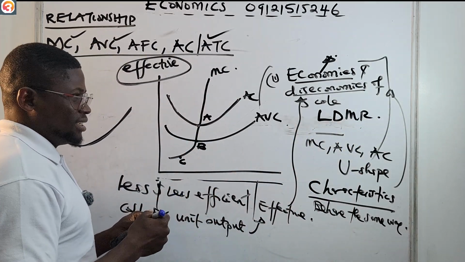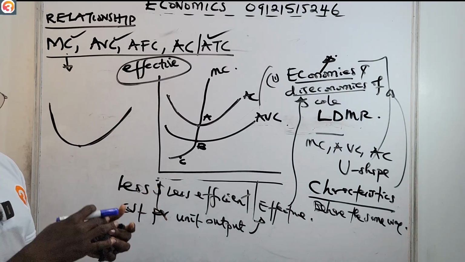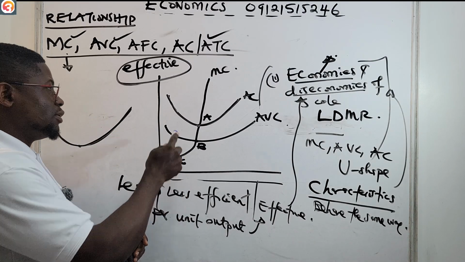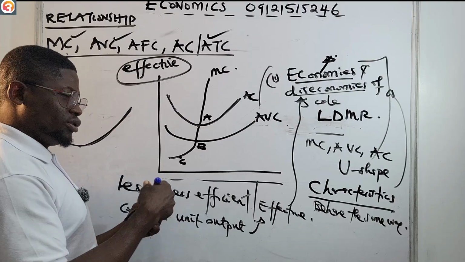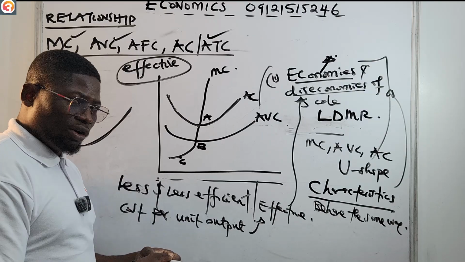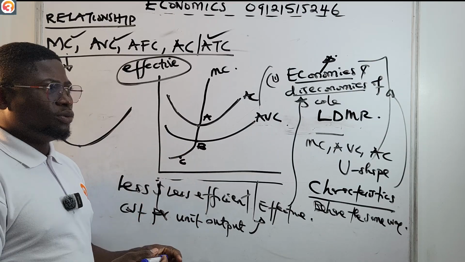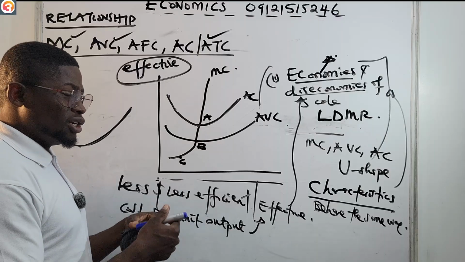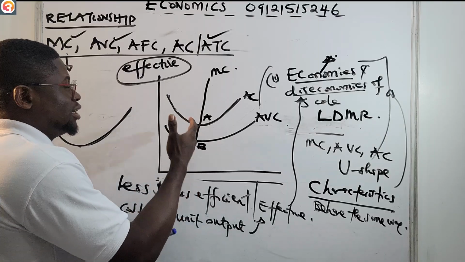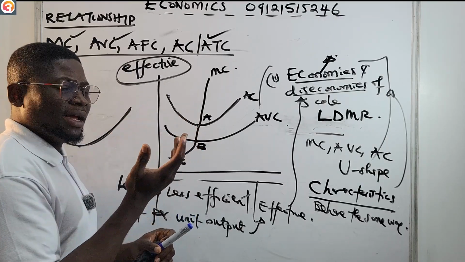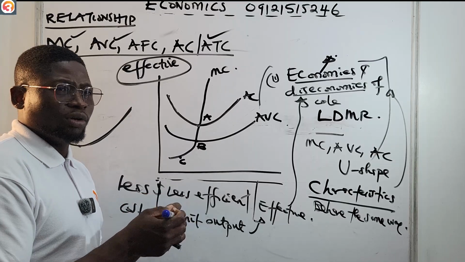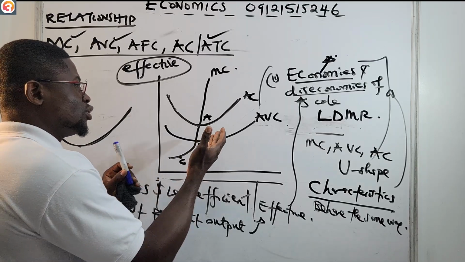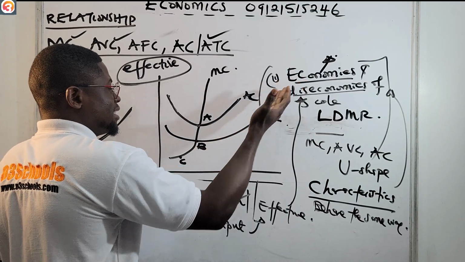Okay, so like we said initially, as output of a firm increases, the cost per unit will be reducing. Of course, the company will be enjoying economies of scale, right? They'll be enjoying some benefits. But then it gets to a point when you have employed more hands than are needed for a job, and then they begin to experience diseconomies of scale.